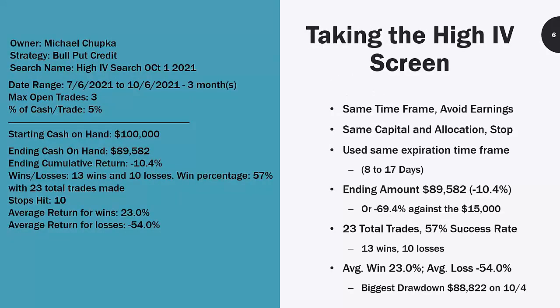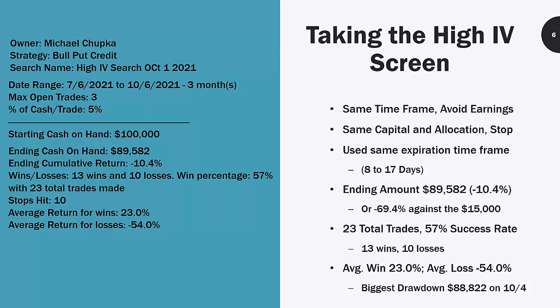All right, so the high IV screen again, taking the same time frame, avoiding earnings, same capital, $100,000, and $15,000 allocated to the spread, same allocation, and the same stop. Same expiration time frame, 18 to 17 days, opening positions 2 weeks out.